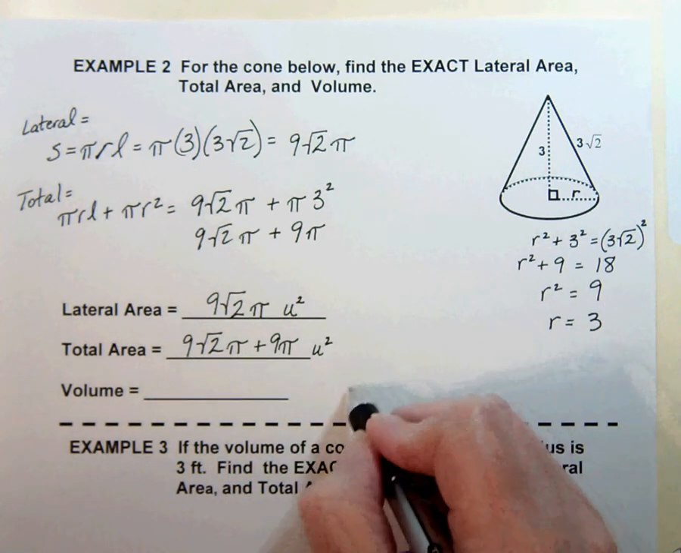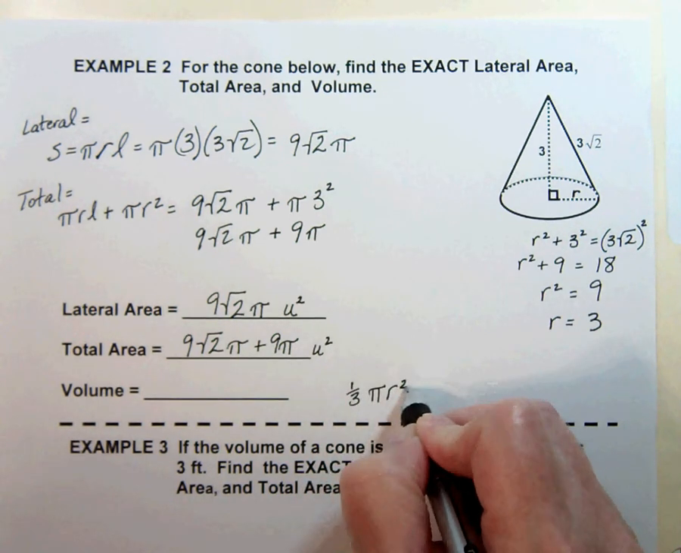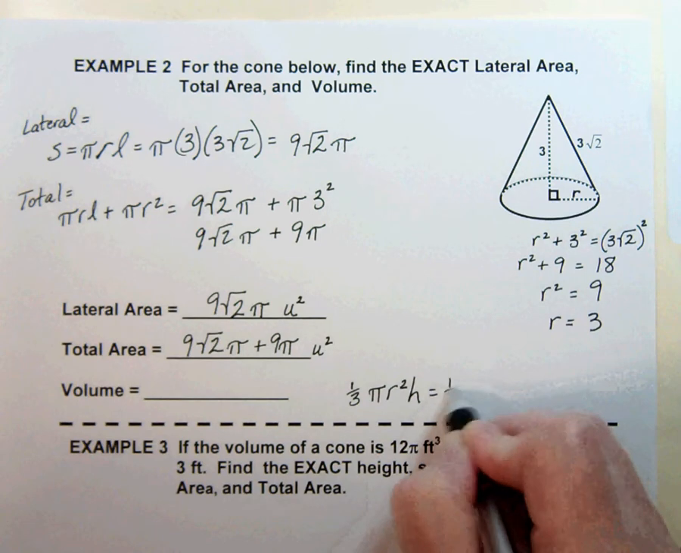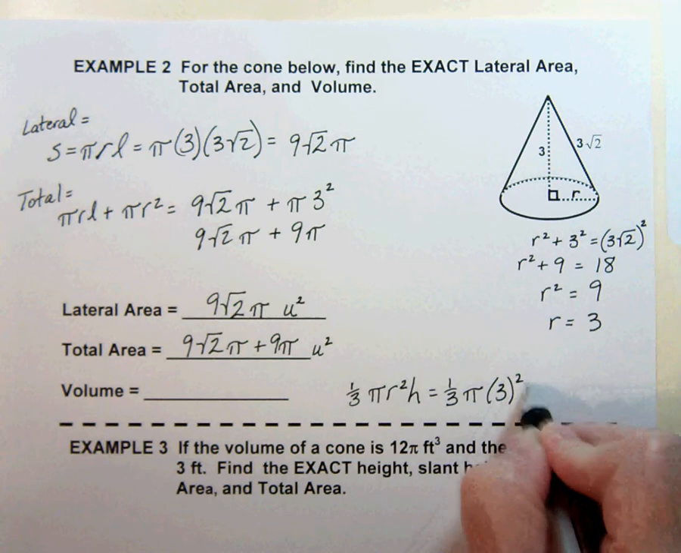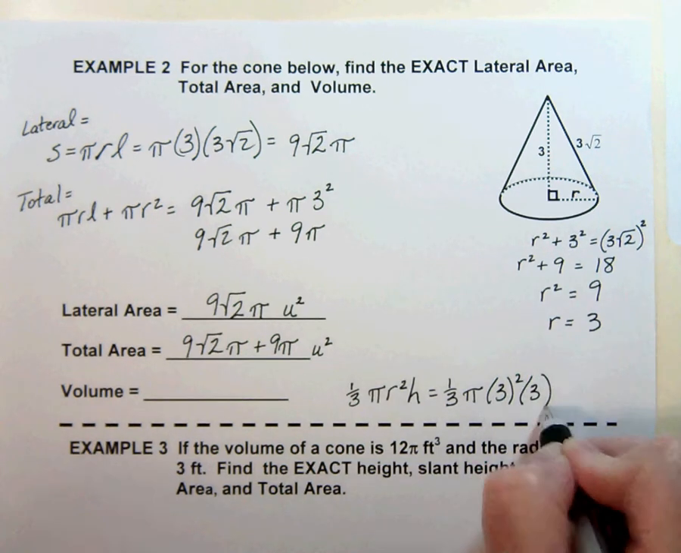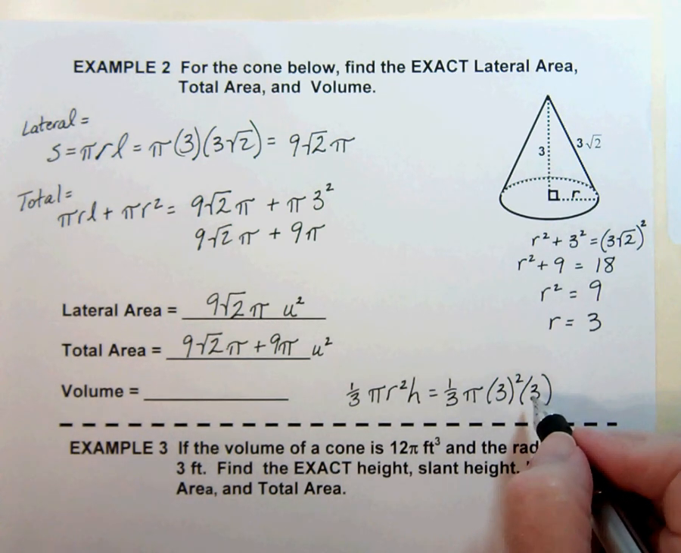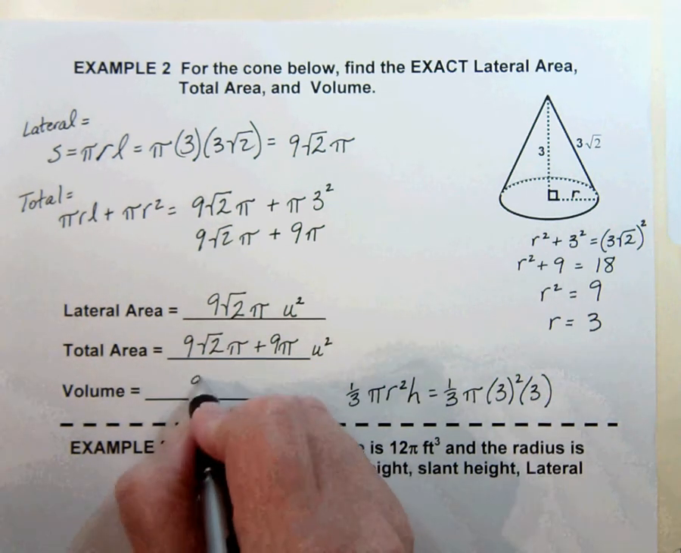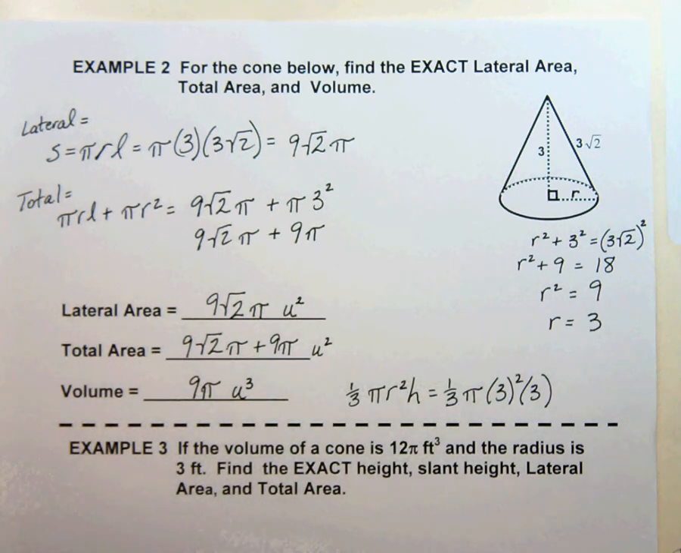Okay, for volume, the volume formula is 1/3 the base area times the height. So it's going to be 1/3 times pi times 3 squared times the height 3. So 9 times 3 is 27, and 1/3 of 27 is 9. So this is 9 pi, and this is cubic units. Anytime, don't forget, your volume is always written in cubic units, and your area is always written in square units.